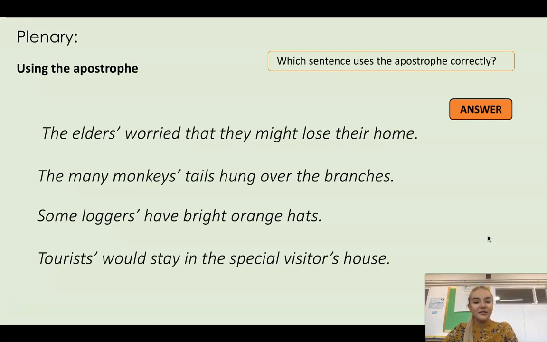So, the answer for question number 1 is the second one has used it correctly, because the elders, there's only one of them, so it should be apostrophe S. This one here, there's lots of monkeys because it says the many monkeys' tails, so that's used correctly. But it's just some loggers, but nothing belongs to the loggers because it says have after that. And then same here, that nothing belongs to the tourists, so there actually isn't any need for the apostrophe.